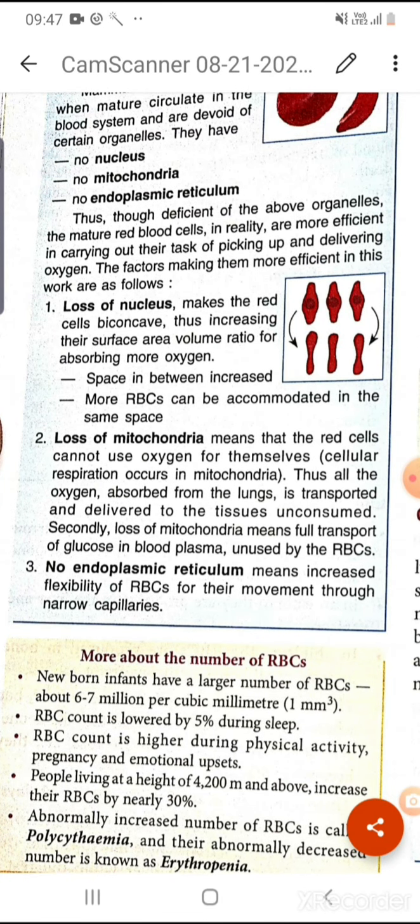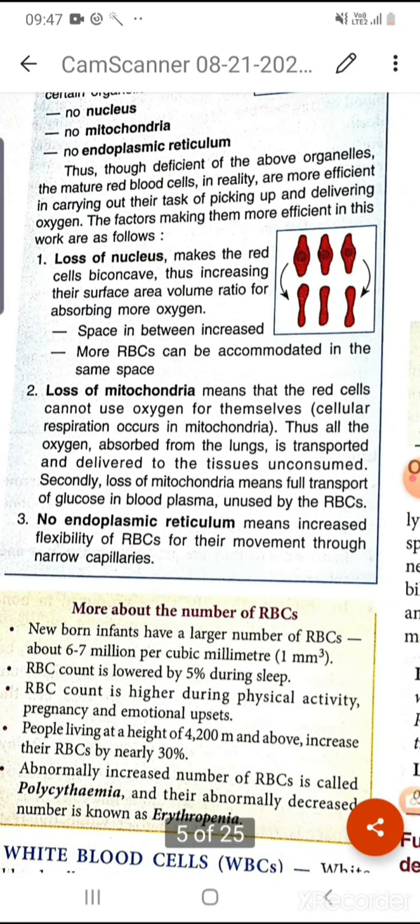So how? First is the loss of nucleus. Loss of nucleus makes the red blood cell biconcave, thus increasing the surface area and the volume at the same time, so that they can absorb more oxygen. As seen in this figure, as the nucleus is not present here, the middle space increased. That increased the surface area also, and more RBCs can accumulate in the same space.